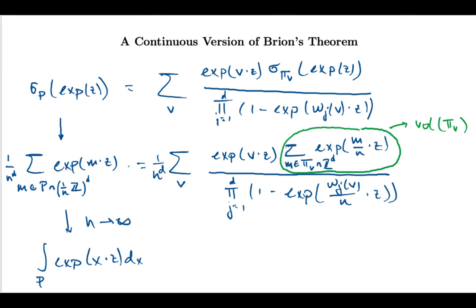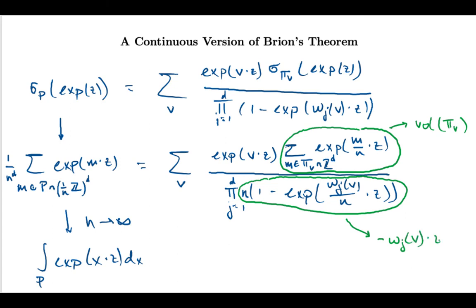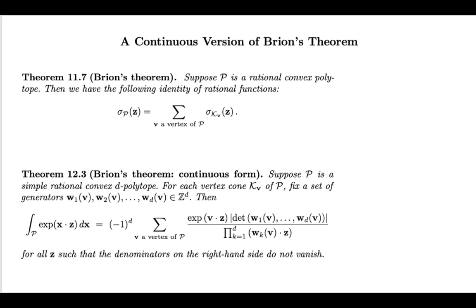And now what we'll do in the denominator, we're going to move this 1 over n to the d into this product, and we'll have an extra factor of n everywhere. And this expression over here, this is really just a simple application of L'Hopital's rule. As n goes to infinity, you can convince yourself that this approaches the quantity negative wj dot z. And this gives you theorem 12.3.